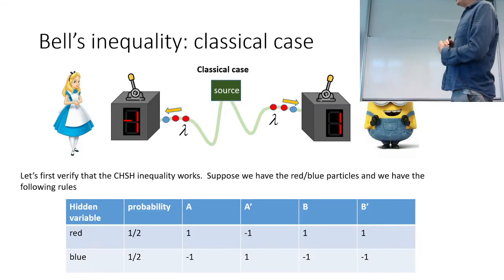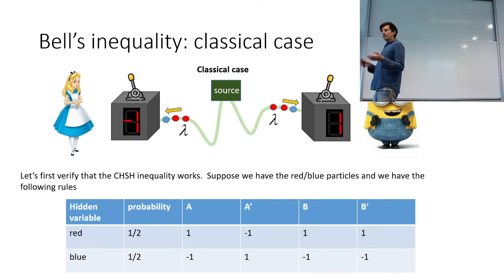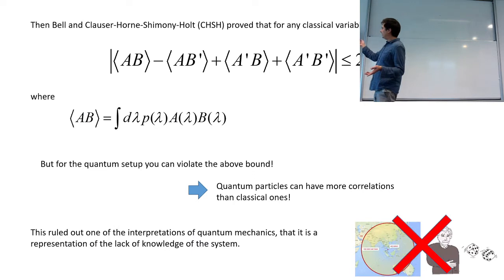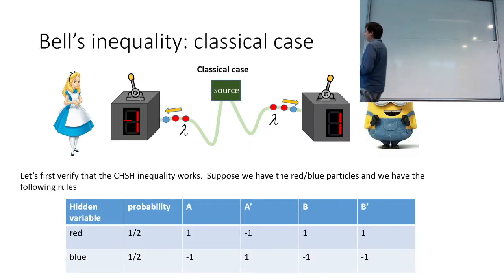Just to revise, we were looking at a classical case. This inequality is built from classical physics, just regular probability theory, so this is exactly where it should apply. This is verifying that the inequality actually works. We're looking at a case where there's some source producing pairs of balls, red and blue, and there's some measurement device.